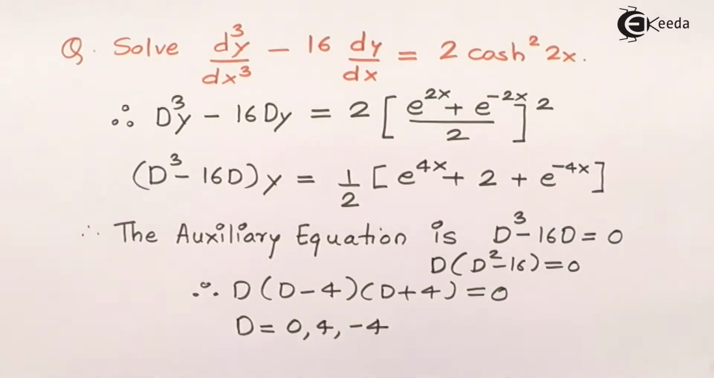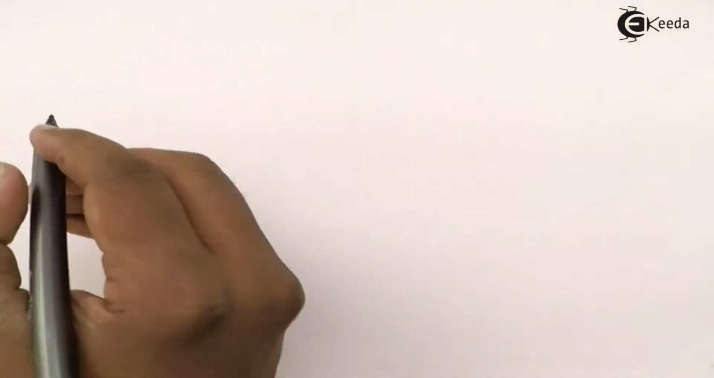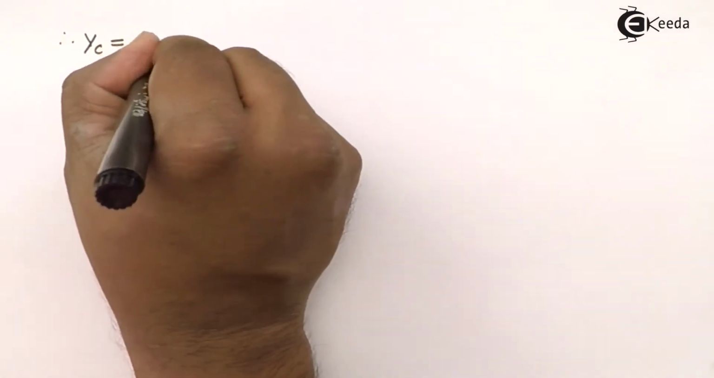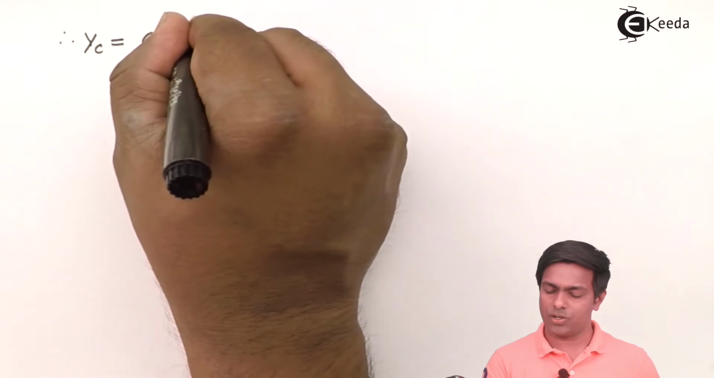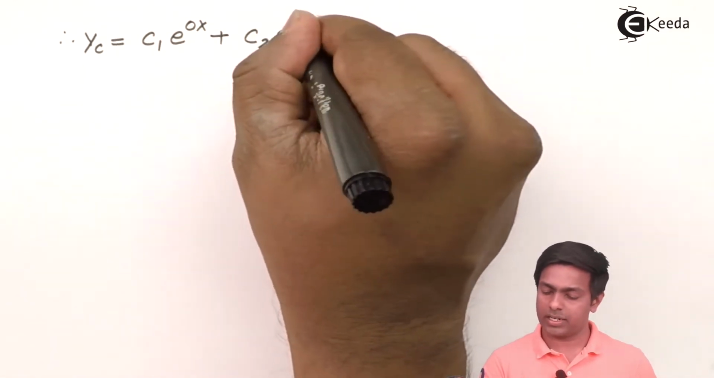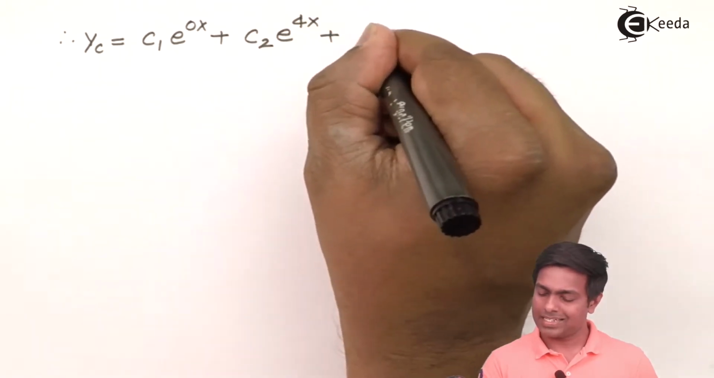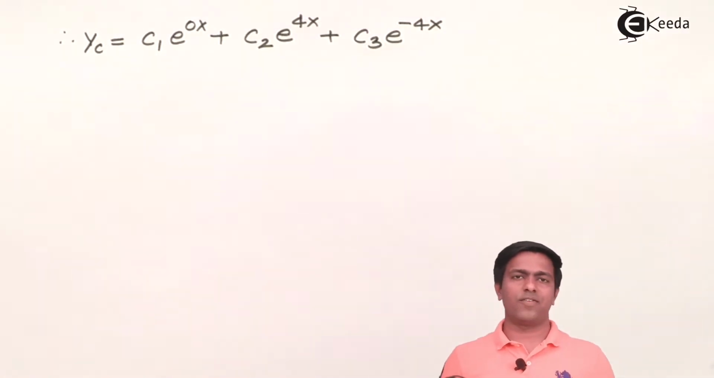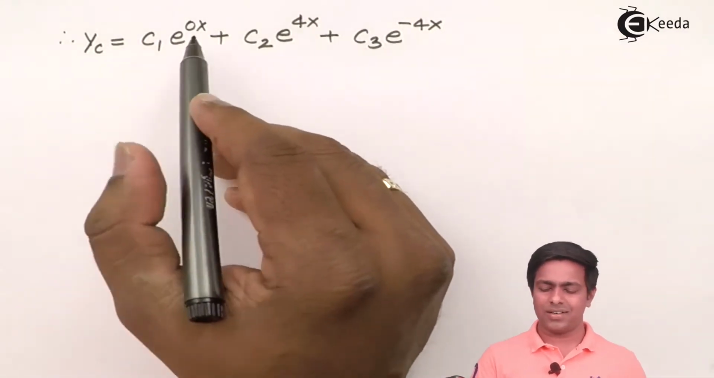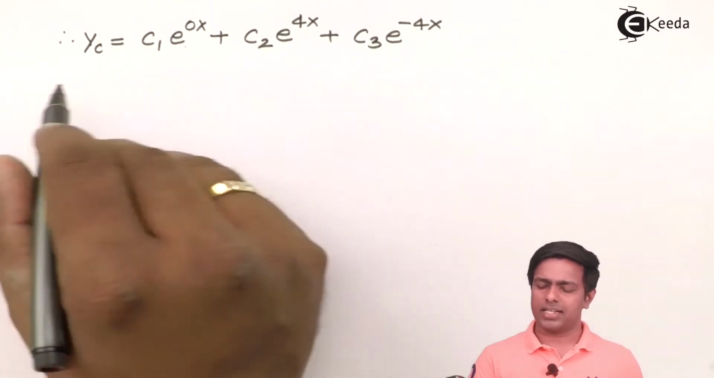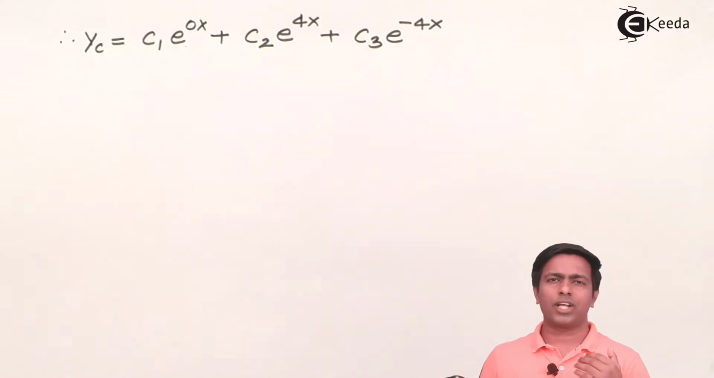So to find out the yc, we know the solution. Let's find out the yc. The complementary function therefore is given by c1 e to the power first root, which is 0, then c2 e to the power second root, that is 4x, and c3 e to the power third root, that is negative 4x. So this is the value of yc. Obviously you can make e to the power 0x as 1, and that will become only c1. So this is the value of yc, or the complementary function.